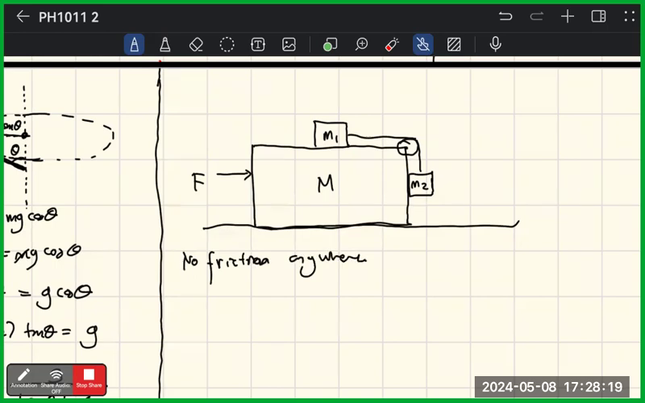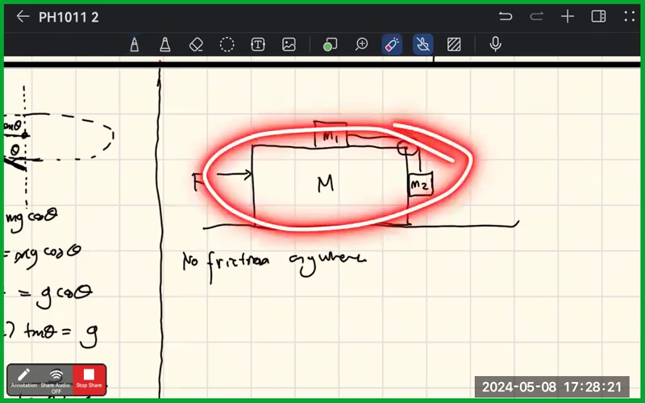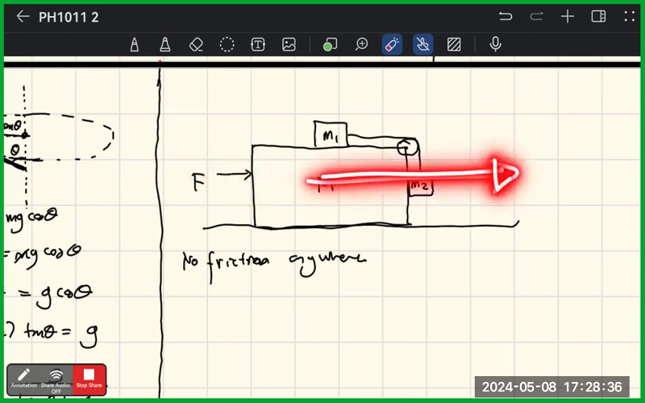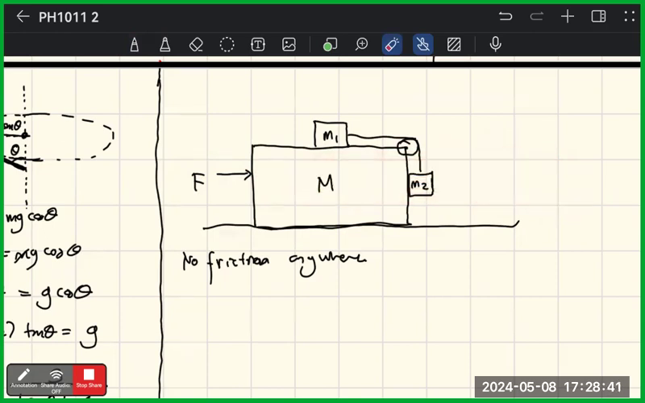If there's no friction anywhere, there should be no problem, right? M2 will go straight downwards and M1 will go rightwards. But because there is F here, the system will be moving rightwards with an acceleration. If you still cannot see why, with an acceleration and no friction, this thing cannot move, it's because it's very hard to imagine.